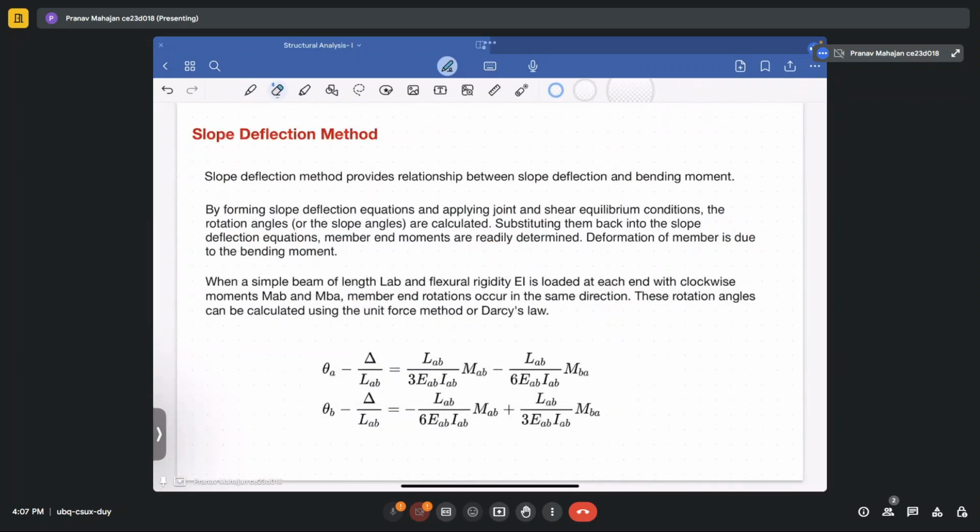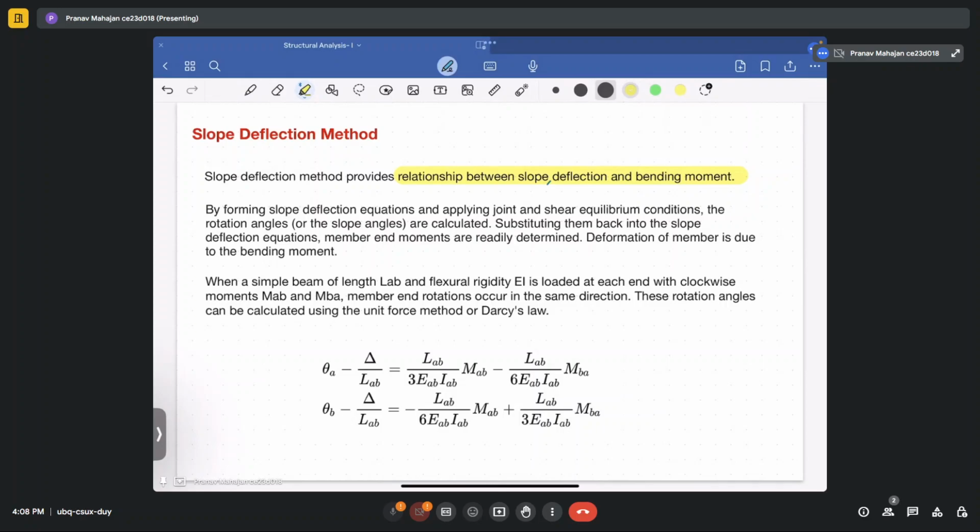The slope deflection method gives you a relationship between slope, deflection, and bending moment. That means how the bending moment is related to the slope and how the corresponding slope is related to the deflection. So this is what we will calculate from the slope deflection method.